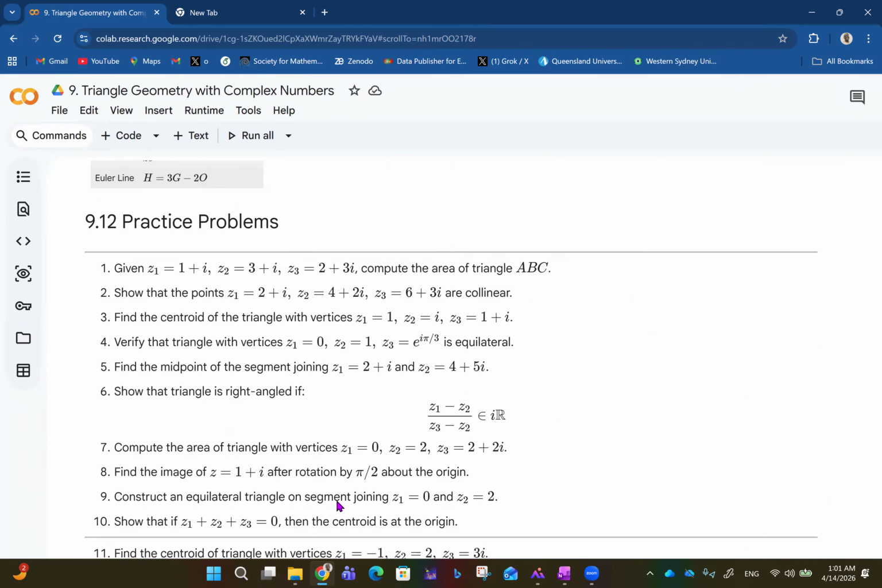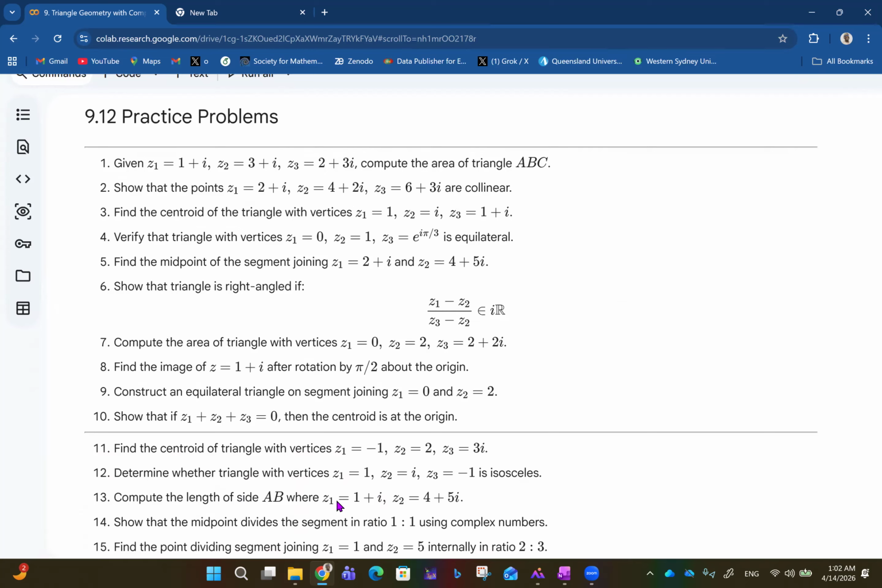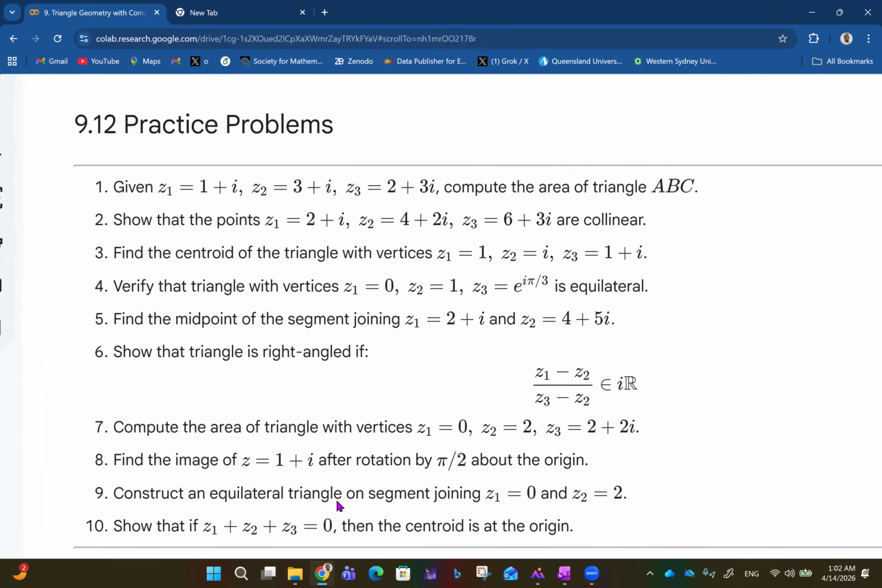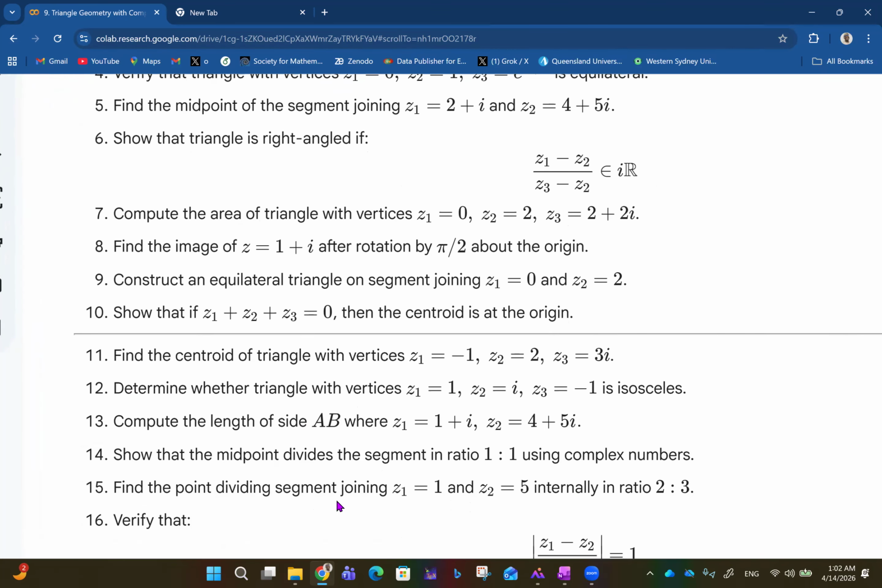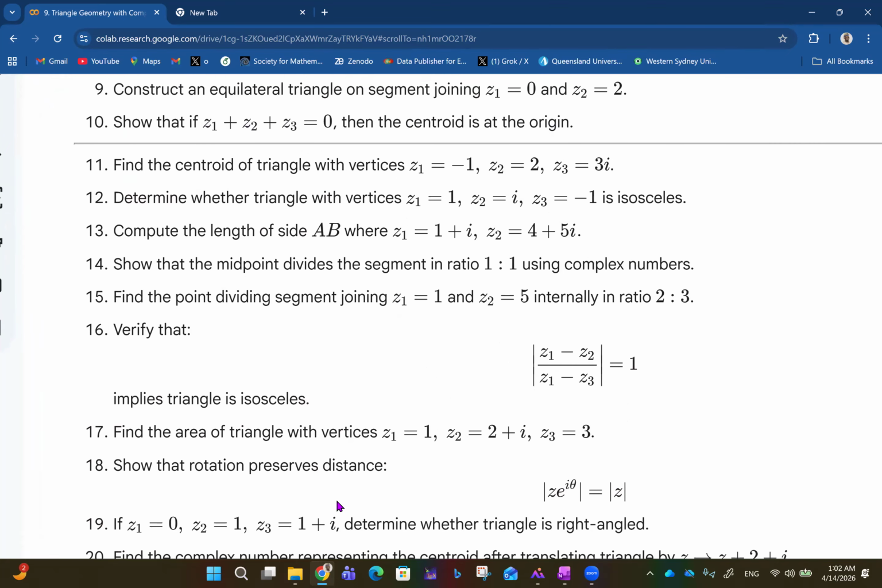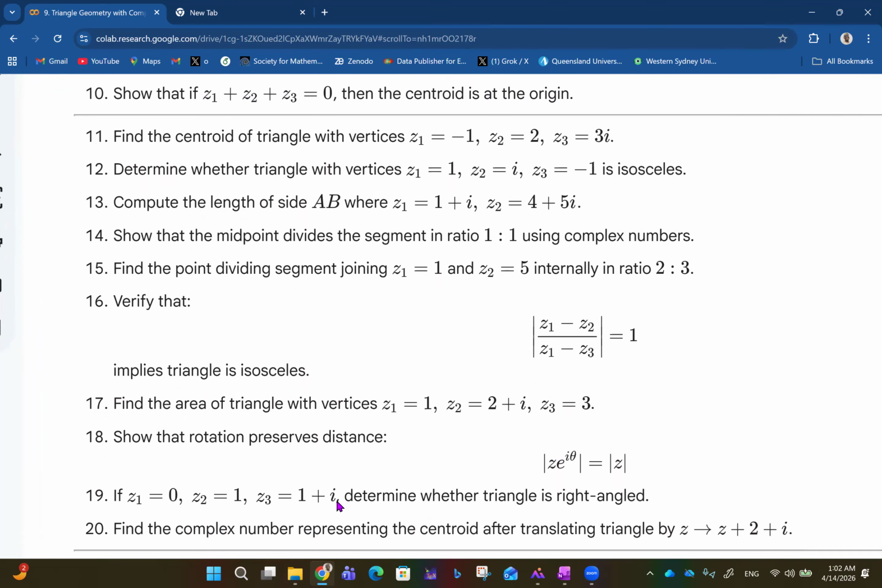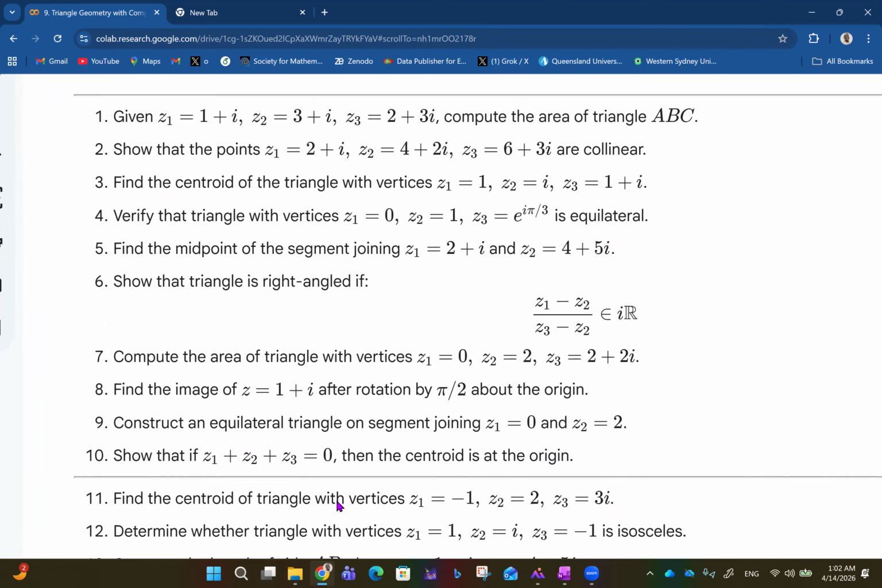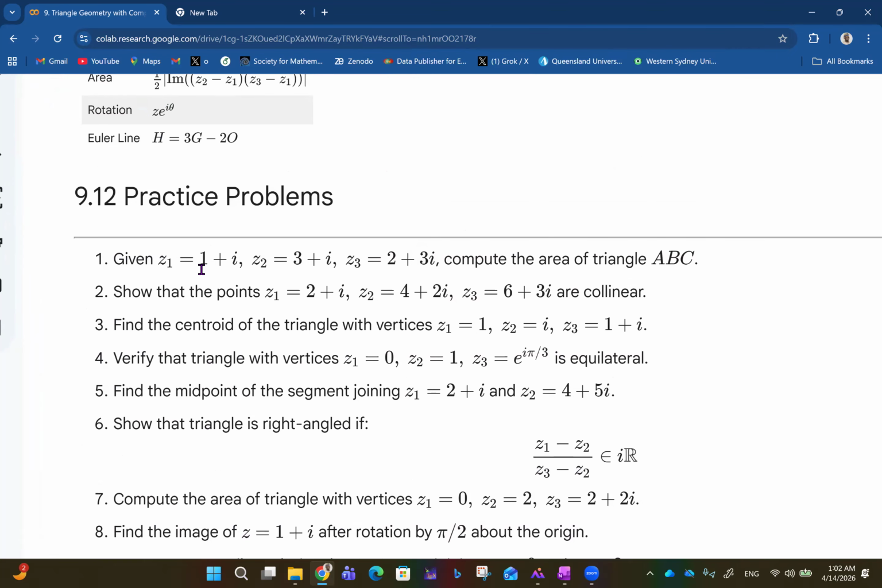So again, we have 20 questions to chew. Look at the first 10 here and then look at the next 10. You want to try your hands on all of them. Of these 20, I'm going to answer two like I always like to do. I'm answering question one. Given that Z1 is 1 plus i, Z2 is 3 plus i, Z3 is 2 plus 3i, compute the area of triangle ABC. Okay, it's like what I did the other time. Or should I choose another question?